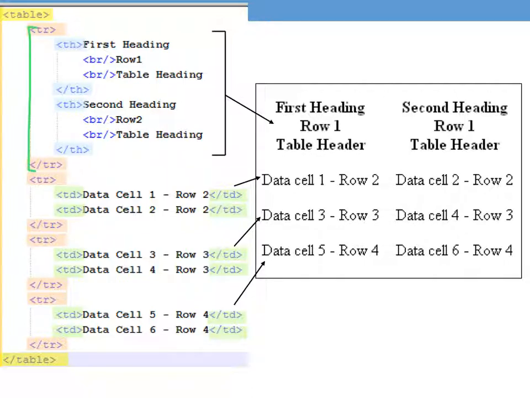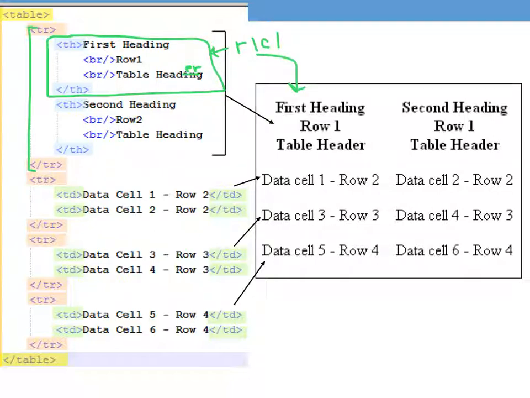And inside of row number 1, we have cell number 1 and cell number 2. And cell number 1 has the words first heading, followed by a break, followed by the words row 1, followed by a break, followed by table heading. And so this should say header, not heading. So what you'll notice here is that we have our first cell. So this is row 1, cell 1, and that corresponds to here.